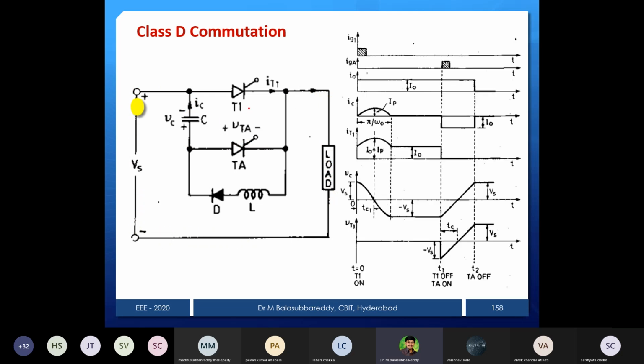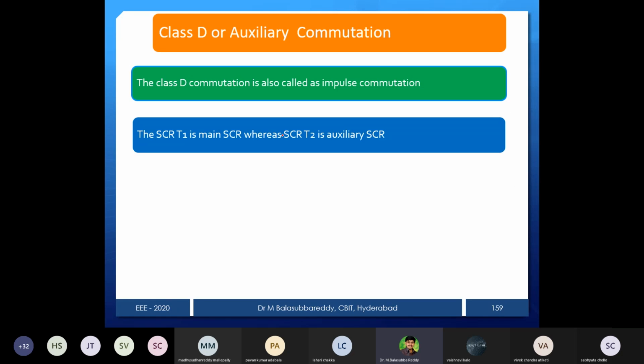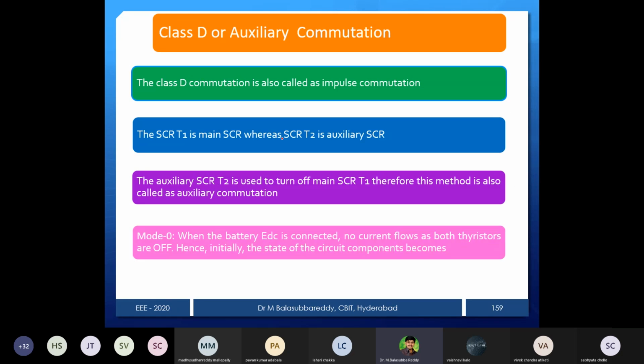Now we can see this. Whenever you fire the auxiliary thyristor, this current will be opposite and the main thyristor will be turned off, and then the current passing through the load will charge the capacitor polarities. Now it will be as usual, and it will give the fire impulse to T1. That's all. So that's the part I mentioned here.